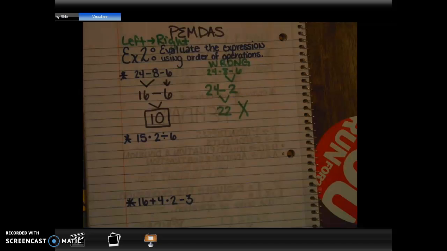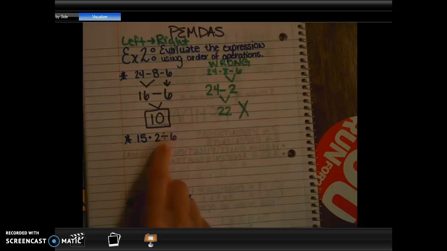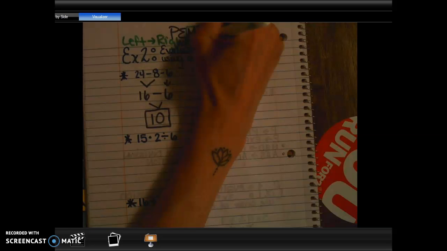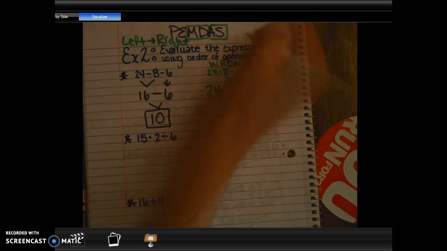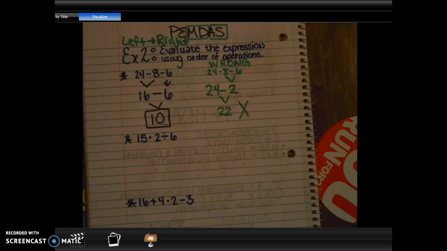All right, let's do another one. So we have 15 times 2 divided by 6. All right, so we don't have parentheses, we don't have an exponent, but we do have multiplication and division. The reason why we group these together is because they're kind of interchangeable. So you can do them at the same time, but remember, we need to work from left to right.